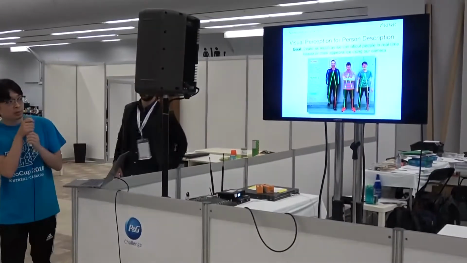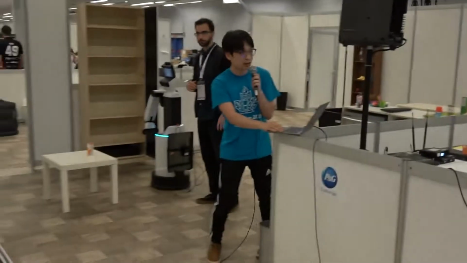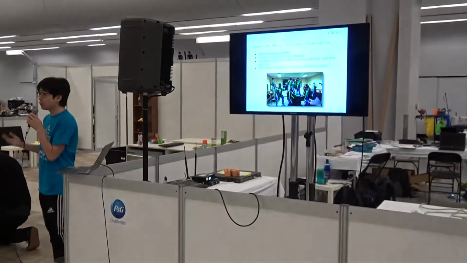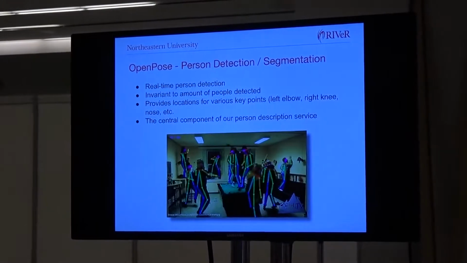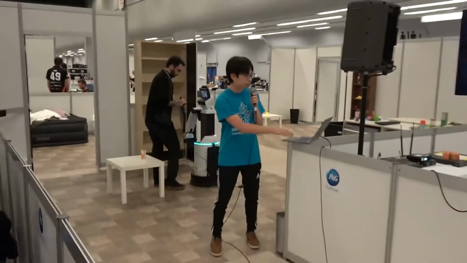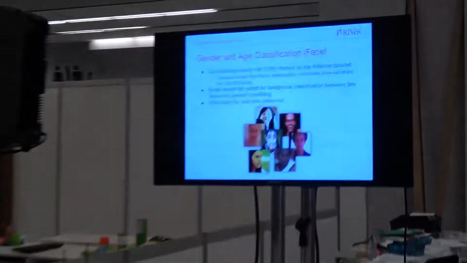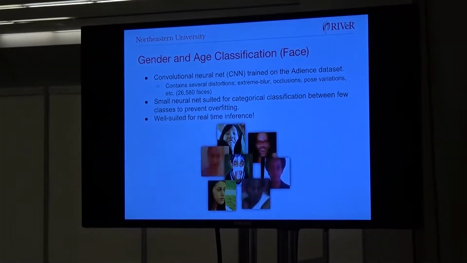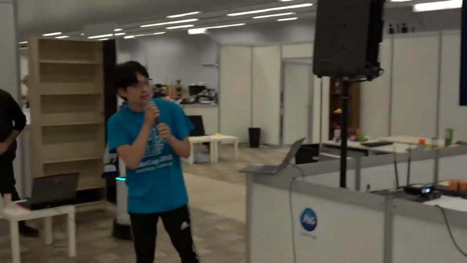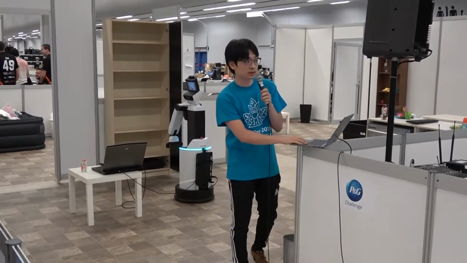Next is our main task, visual perception for person description. We did a lot of our tasks for EEG-DSR. The central component of this is OpenPose. OpenPose is a real-time person detection framework that can detect many people and their key points regardless of how many people are actually in the frame. We also use gender and age classification based on the face that's detected by OpenPose. This neural net is a convolutional neural net that can detect the gender and age of the person and is trained on a data set that is very blurry, has a lot of occlusions, and is distorted in various ways. So it's very robust, especially when you're dealing with grainy webcam images like ours, on our robot.